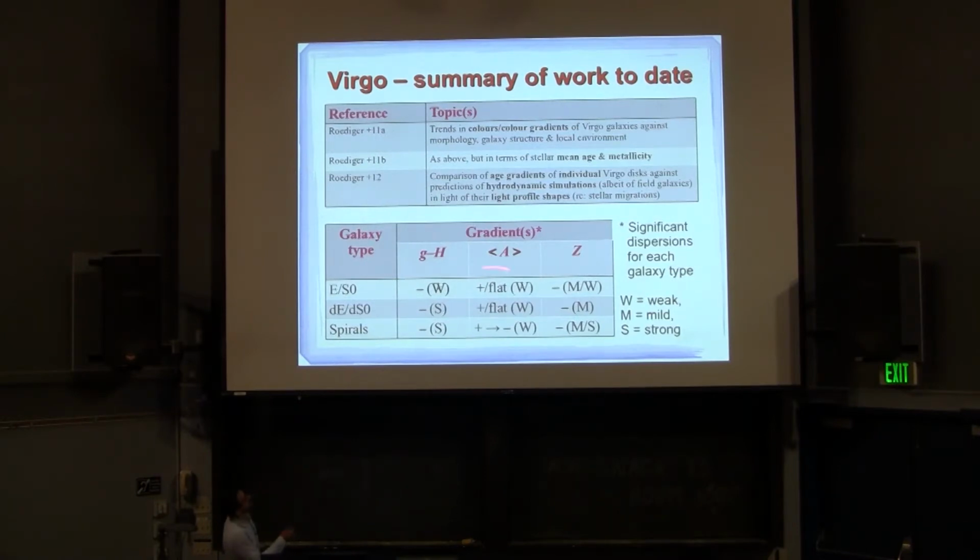I would wager that a key result from all this work is our constraints on the gradients in color, mean age, and metallicity for different galaxy types in this sample. And what we have been able to show is that these color gradients, here W means weak, S means strong, are largely driven by variations in metallicity throughout these galaxies. The mean age of the stars doesn't seem to change so much as you move from the center to the outskirts.